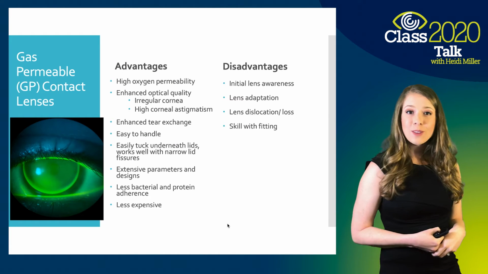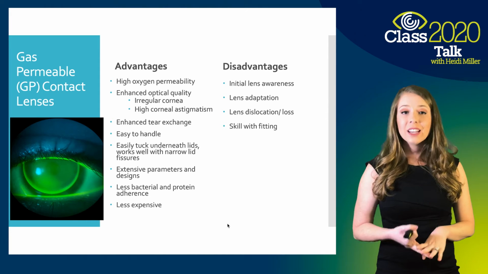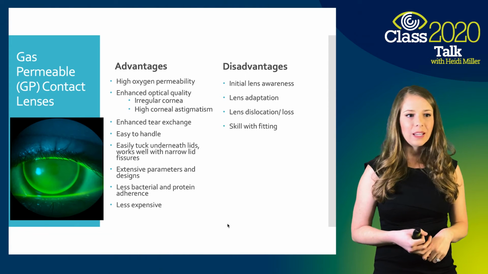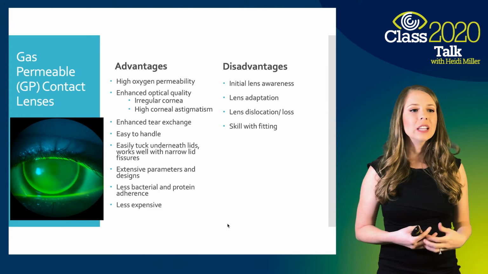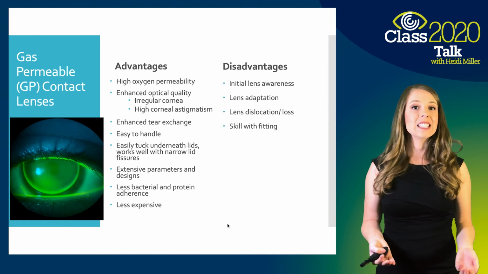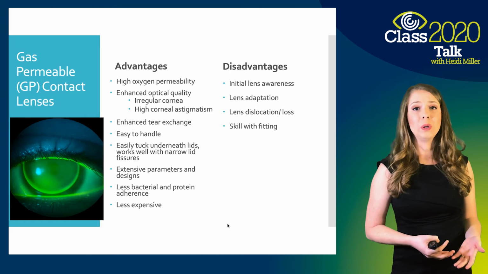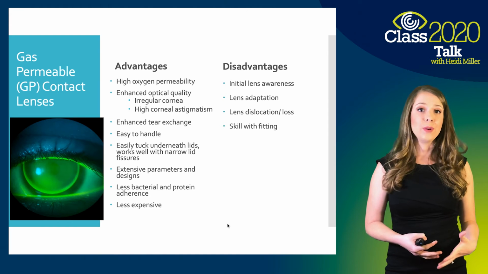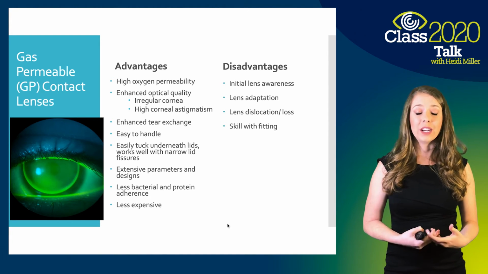The other contact lens option that we have for our patients is gas permeable contact lenses. And the advantages of GP lenses are high oxygen permeability. You're getting great tear exchange. They're really easy to handle. And you also get that enhanced optical quality. So if you've got someone with high astigmatism, if you've got someone with corneal irregularities for whatever reason, GP lenses can help mask those obstacles with the cornea to help provide good optical clarity.